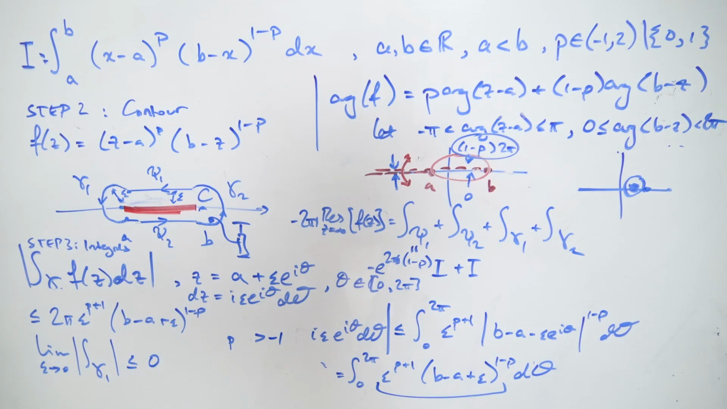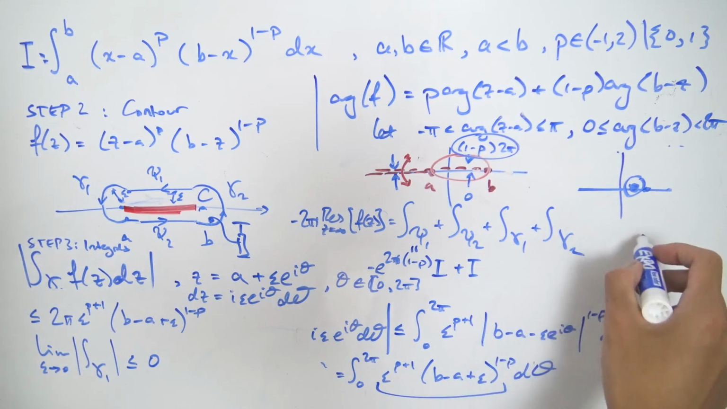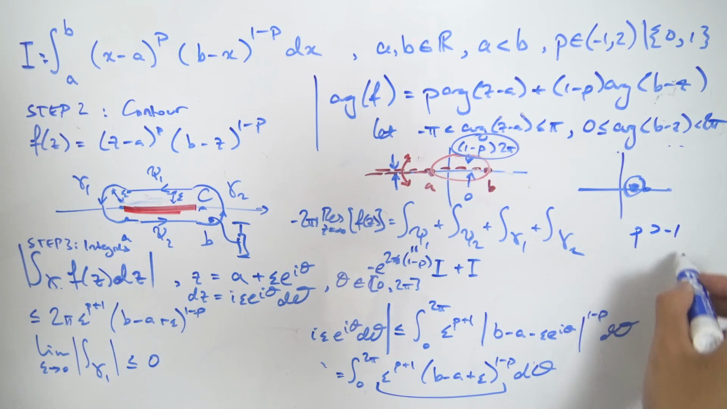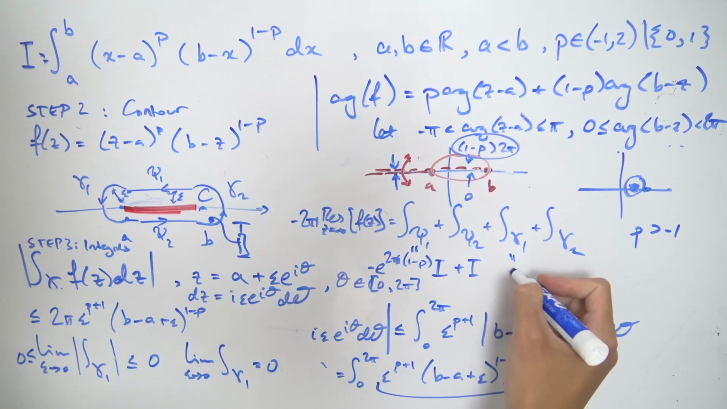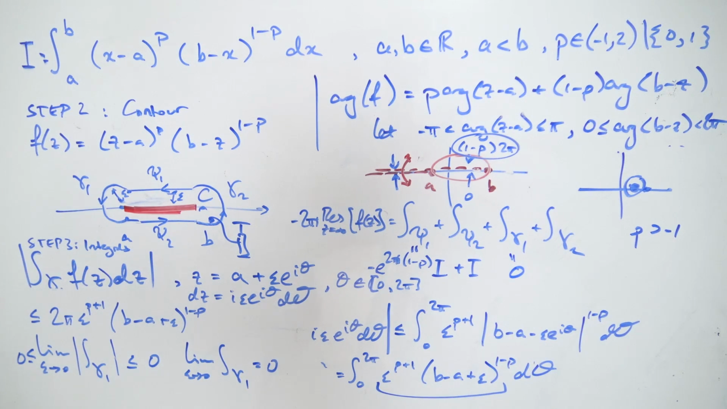So that's actually the first condition to what we have over here. So p is greater than minus 1. I guess I'll just stick it over here because we can discuss this later. And just by the squeeze theorem, of course, since this is an absolute value, it has to be greater than or equal to 0 as well. So squeeze theorem applies, and obviously the limit as epsilon approaches 0 of the integral over gamma 1 is going to end up being 0. So in the limit over here, we're going to end up with 0.